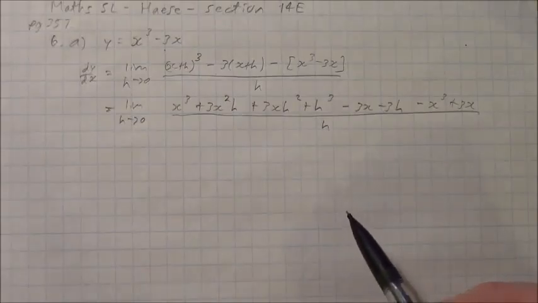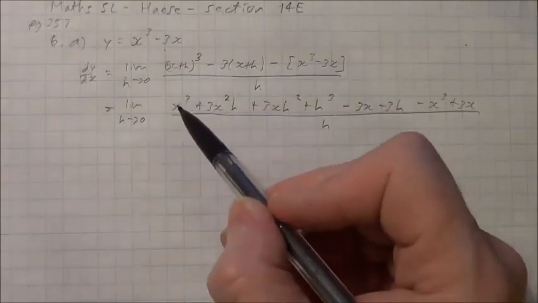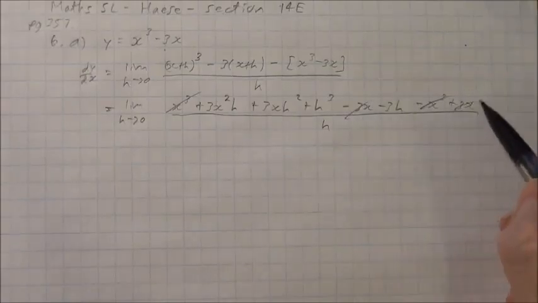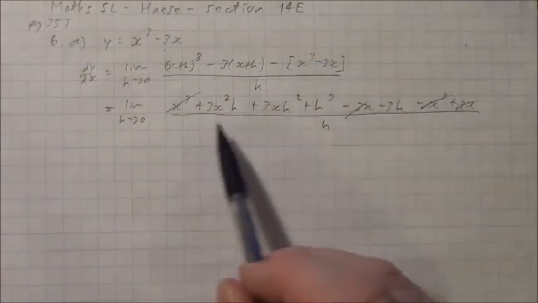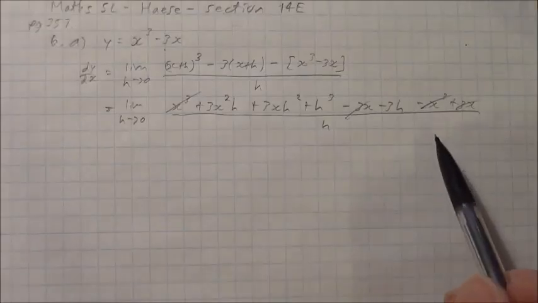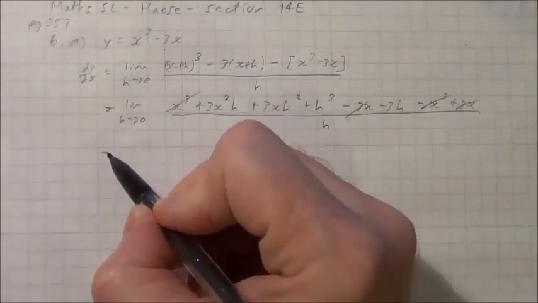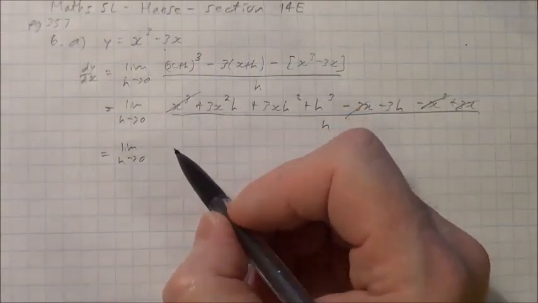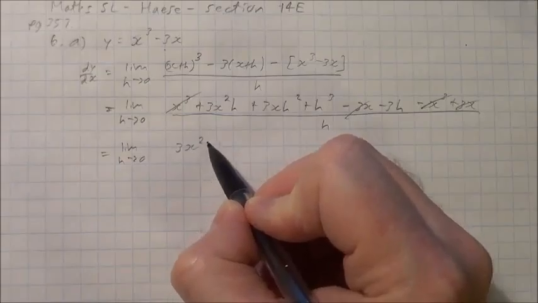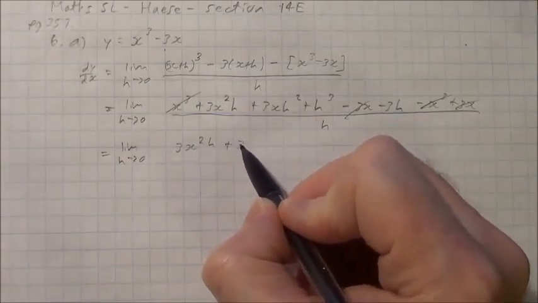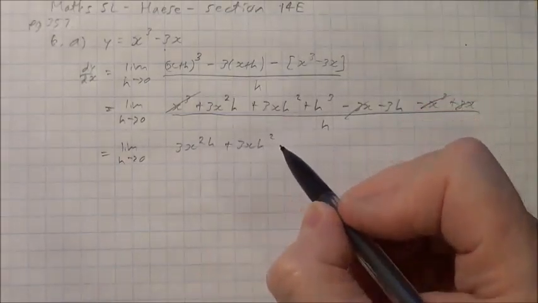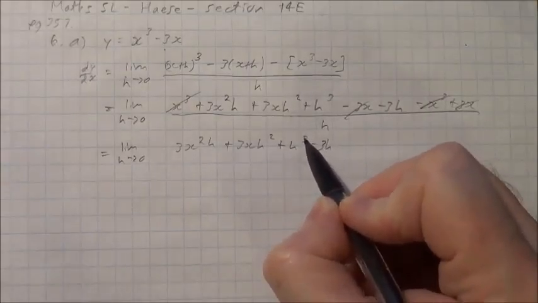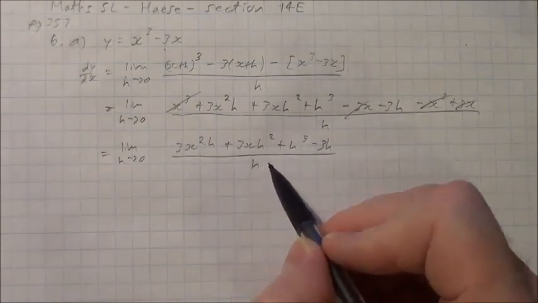And then we'll go about finding zero pairs. So we got x cubed minus x cubed, that's a zero pair, which disappears then. Negative 3x plus 3x forms a zero pair. And that's all that we can simplify here. So now we'll just write the resulting line here, which is 3x squared h plus 3x h squared plus h cubed minus 3h all over h.